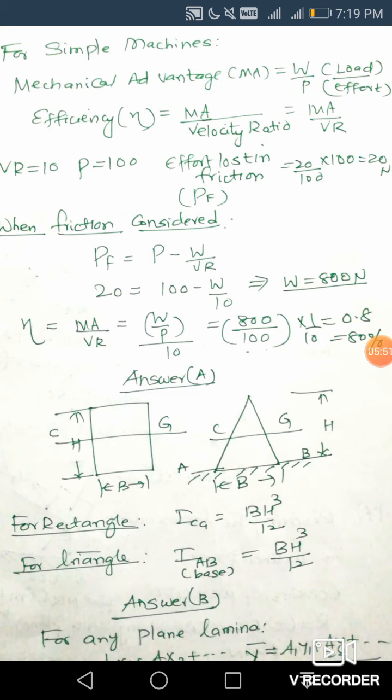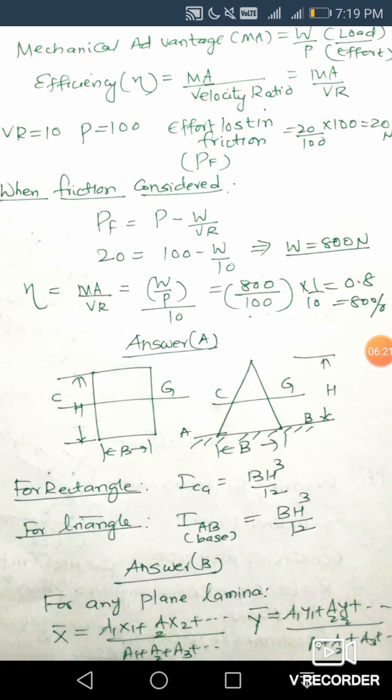So the moment of inertia of a rectangular lamina about the centroidal axis, which is h by 2 from the base, and also the moment of inertia of the triangular section about the base, both will be equal, bh cube by 12. So it is only to confuse you. You know that about the centroidal axis it is bh cube by 36 for a triangular section, but it has been given only to confuse you. So you can easily make out the answer is B.